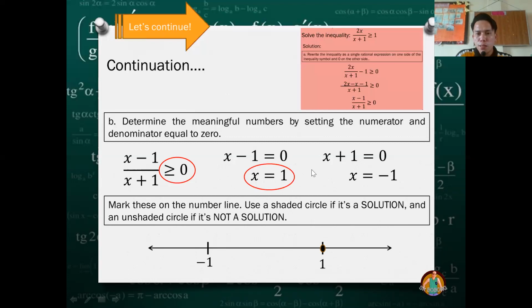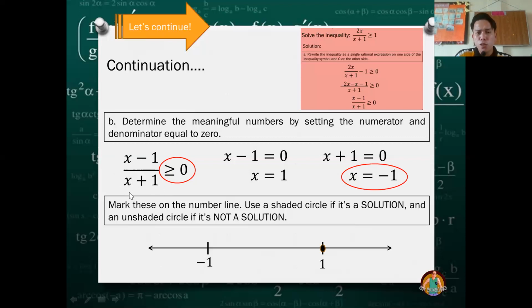So, try naman natin itong si negative 1. So, kapag yung x pinalitan ng negative 1, yung answer is greater than or equal to 0. So, yung x, papalitan mo ng negative 1. Negative 1 minus 1 is negative 2. And negative 1 plus 1 will give us 0.